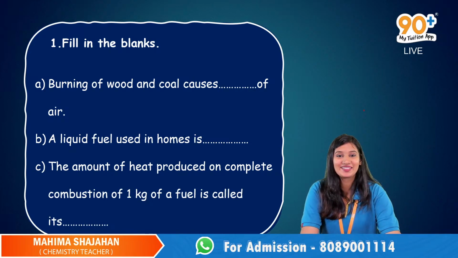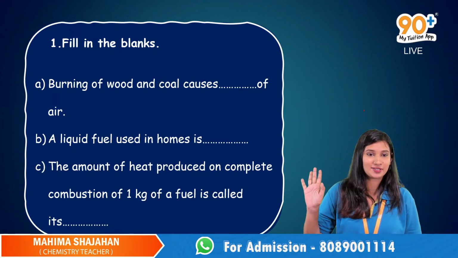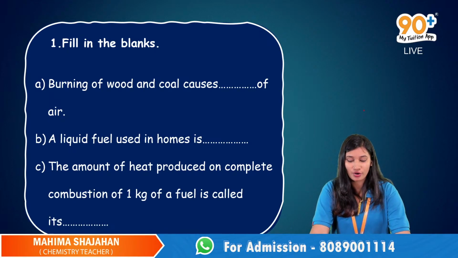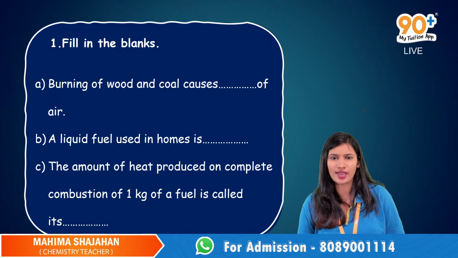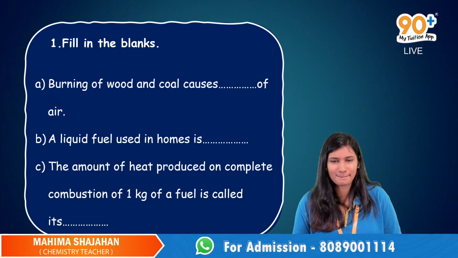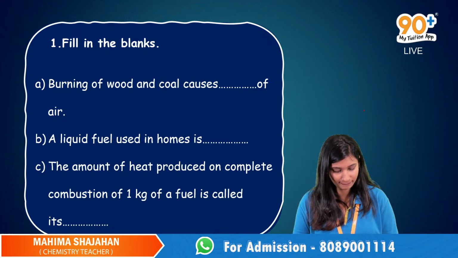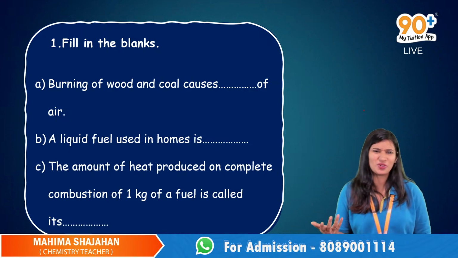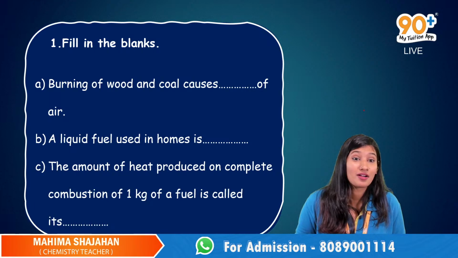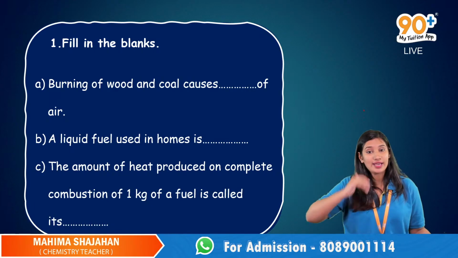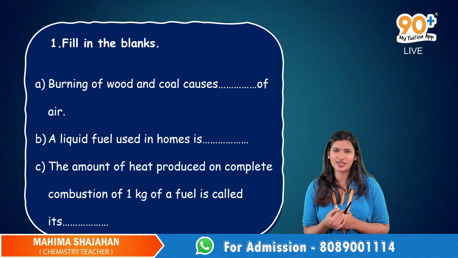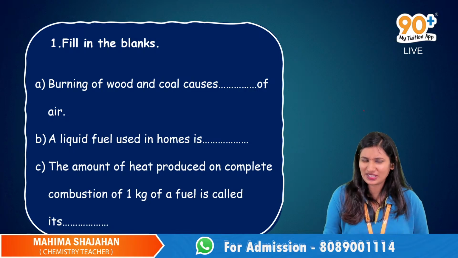Hi, Shreya. First question, shall we answer it? Burning of wood and coal causes dash of air. What do you think the answer will be? Burning of fuels can cause what of air? It will release unburned carbon particles into the air. It causes a lot of bad effects. It causes something that starts with P.